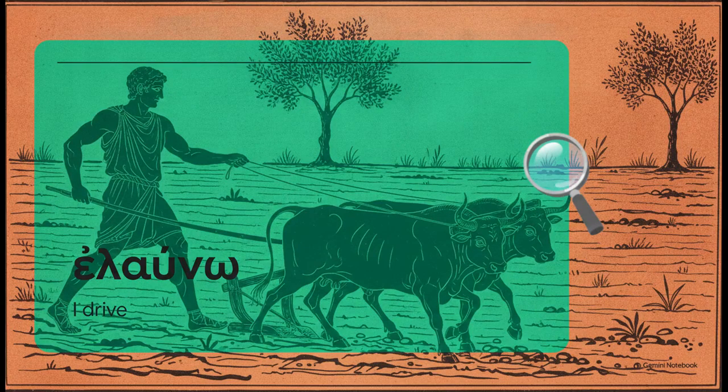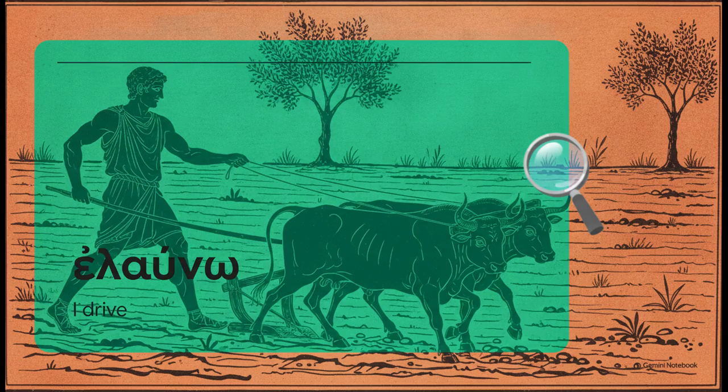Okay, so once we've stepped out of the house, the real work begins. Enter elauno, meaning I drive. This is the action Dikaiopolis has to take to get those stubborn animals moving into the fields. He might ago, lead them, or maybe eisago, lead them in, all while the poor slave has to akolouthei, follow behind.